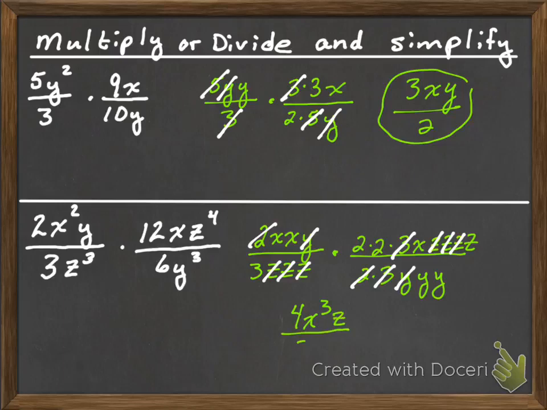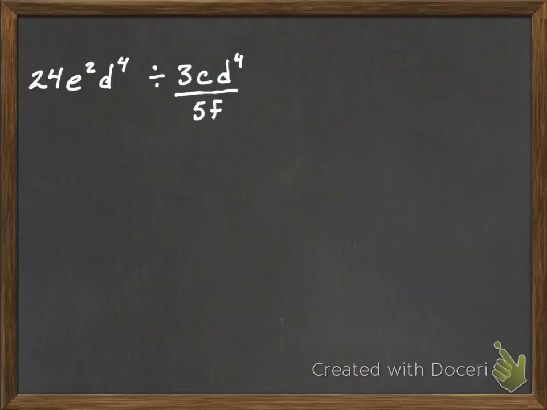Over, and then we have 3y squared in the denominator. And that would be our simplified answer. Now with division, the only difference is we have to remember that when you divide by a fraction, you multiply by the reciprocal.